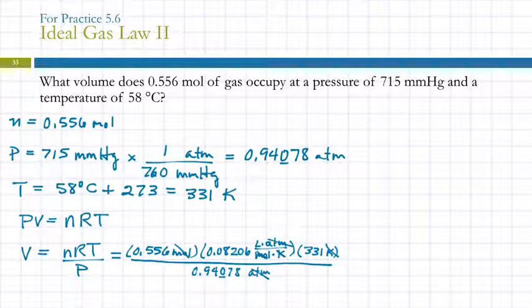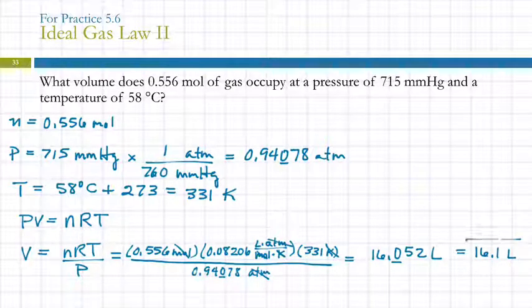0.556 times 0.08206 times 331 divided by 0.94078 equals. I look at all those numbers. I've got 3 significant figures. So 16.0, there's my 3 sig figs. Write down 2 extra digits. The unit is liters. Now round it, 16.1 liters. Any questions? So this one's fairly straightforward, but requires unit conversions on the pressure and the temperature.